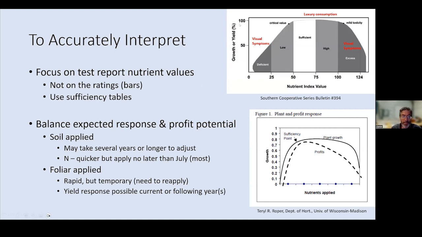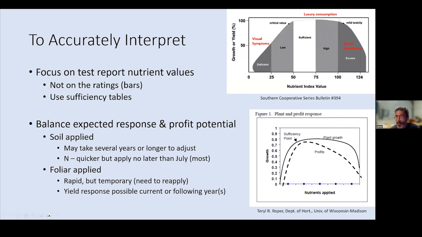Balance this with the expected crop response and the potential for profit. So at the deficiency range, we'll likely get deficiency symptoms. As we increase to low and up to the critical value, yield will increase. Past the critical value, we'll potentially get a 5 to 10% yield increase, and up to sufficient, where it will level off. And then in high, we're going to get luxury consumption of those nutrients within the plant.